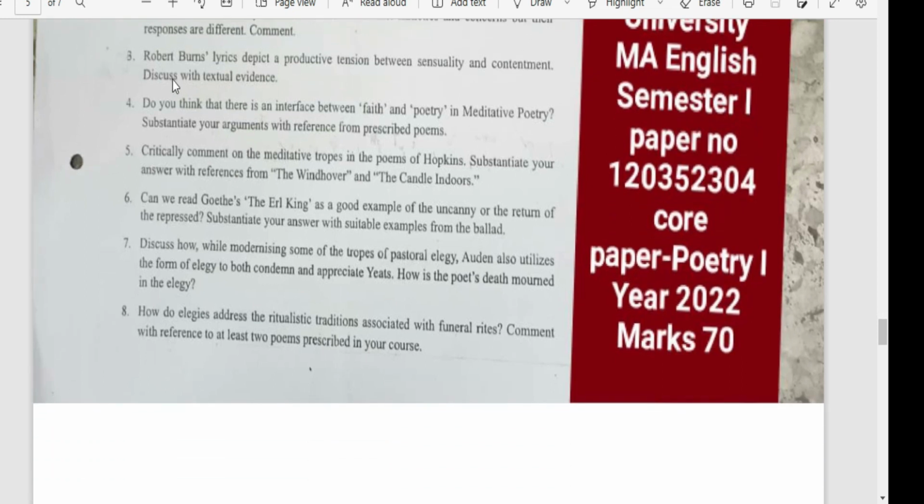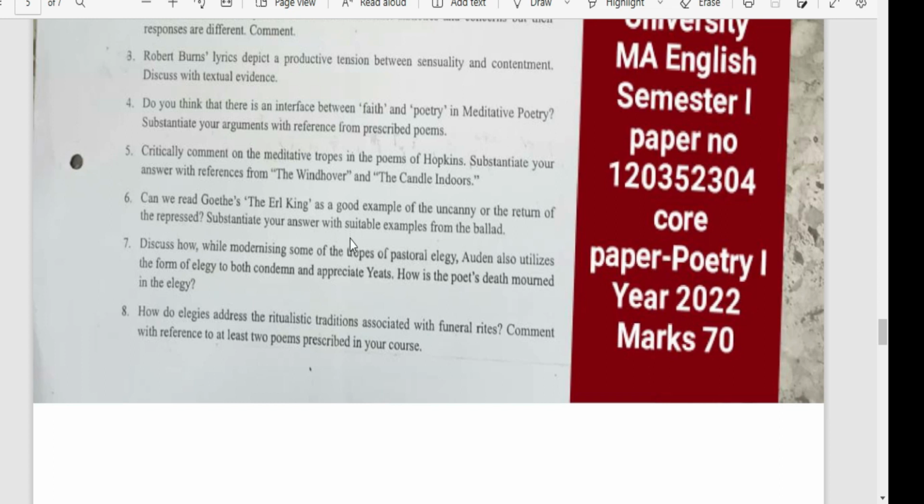T.S. Eliot and Bob Dylan nurtured similar modernist anxieties and concerns, but their responses are different. Comment. Robert Burns' lyric depicts a productive tension between sensuality and contentment; discuss with textual evidence. Do you think that there is an interface between faith and poetry in meditative poetry? Substantiate your argument with reference to the prescribed poems.